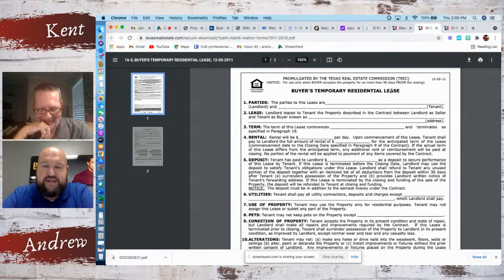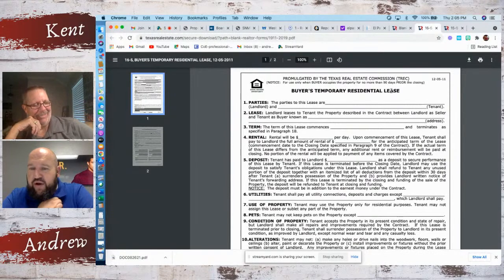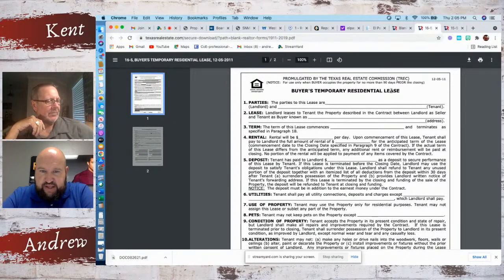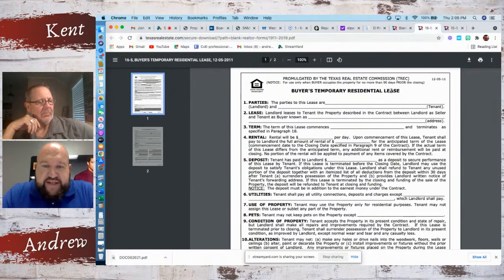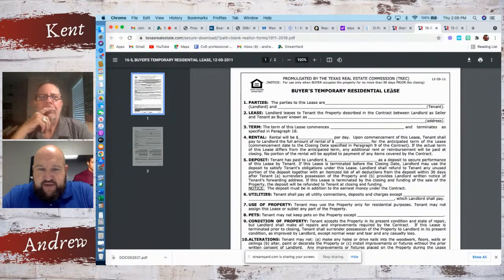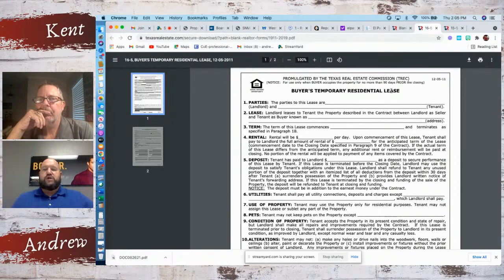So the clock has not started yet. And that's an important thing to understand, both in temporary residential leases and real leases as well. If the lease is terminated by closing and the funding of the sale of the property, the deposit will be refunded to tenant at closing and funding. Notice, deposit must be in addition to the earnest money under this contract. It says it very clearly. The earnest money does not count as deposit. It cannot be deposit. It's a completely separate thing.